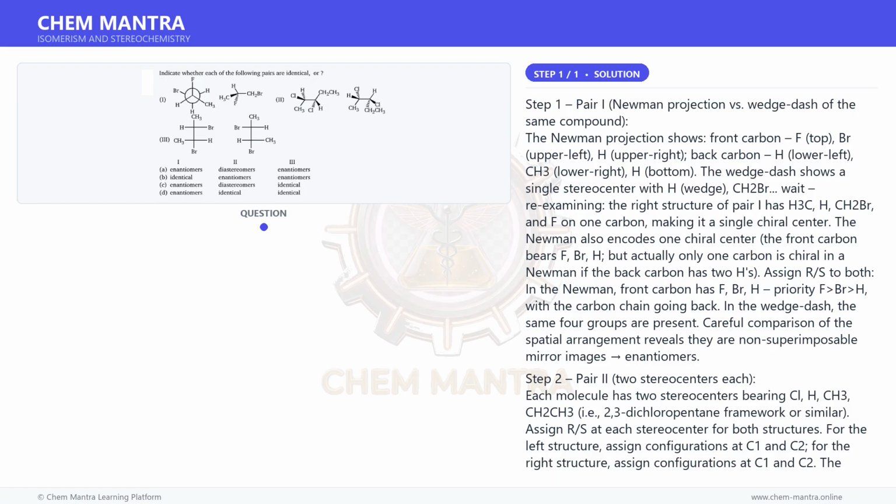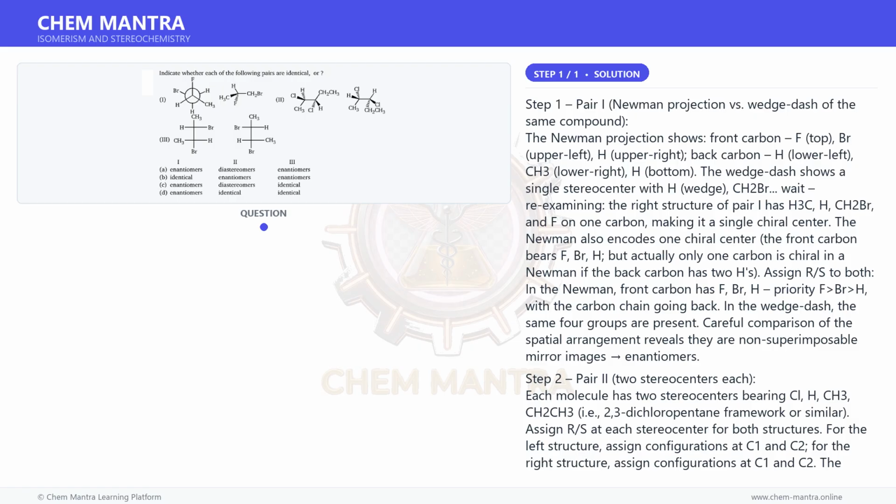The front carbon bears F, Br, H, but actually only one carbon is chiral in a Newman if the back carbon has two H's. Assign R/S to both. In the Newman, the front carbon has F, Br, H, priority F, Br, H, with the carbon chain going back. In the wedge-dash, the same four groups are present. Careful comparison of the spatial arrangement reveals they are non-superimposable mirror images, enantiomers.